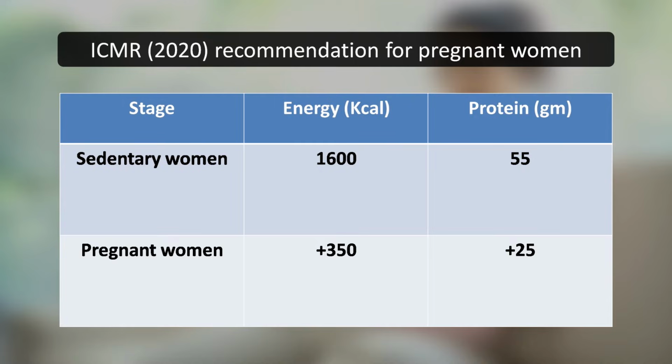If we take a woman who is doing moderate activity, her requirement for calories during pregnancy may be the same, 350 calories, but her pre-pregnancy requirement may be more than 1600. So accordingly, it is the additional requirement for calories during pregnancy which is added to the basic pre-pregnancy requirement to meet the needs of both the woman as well as the fetus.